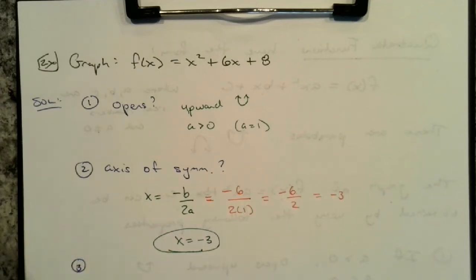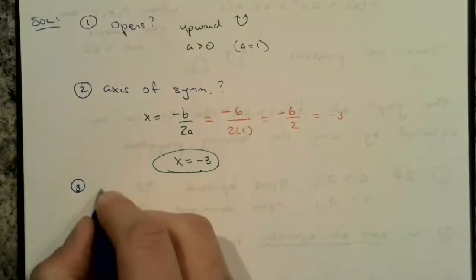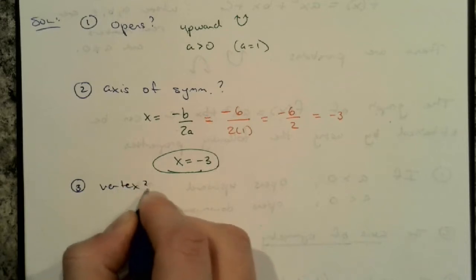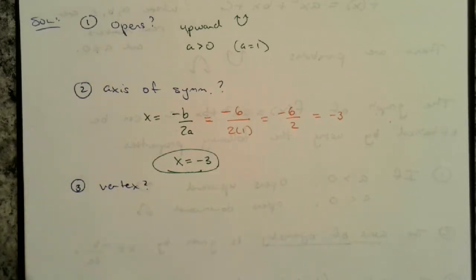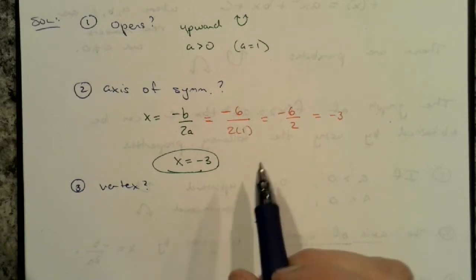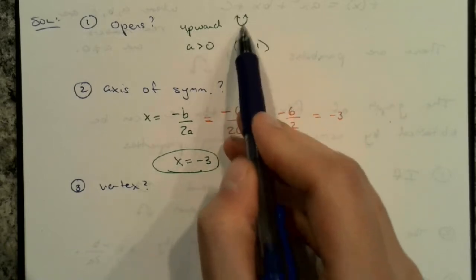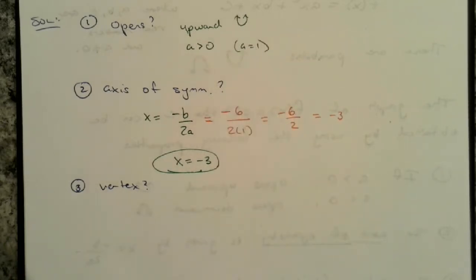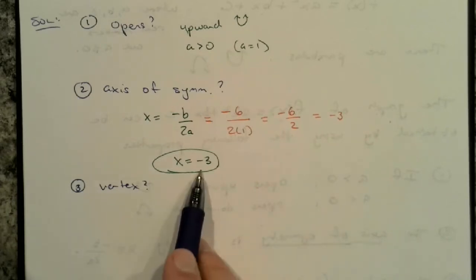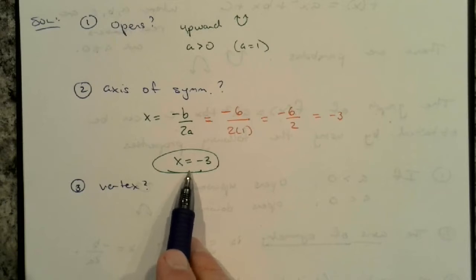Step 3, we said find the vertex. So we're looking for the vertex. The vertex, remember, is the highest or lowest point. Since we know this parabola opens upward, it's going to be the lowest point on this parabola, the bottom of where the U is. So the lowest part of this parabola has an ordered pair. The x value has to be negative 3. We know that because the axis of symmetry goes right through the middle, and that's where that lowest point is going to be.